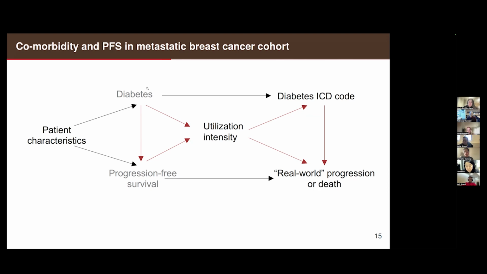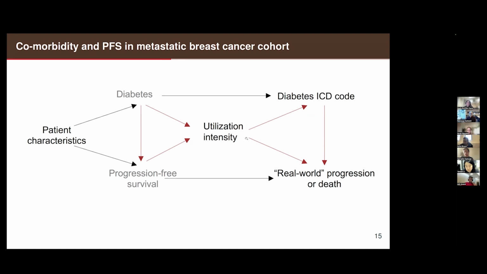So here, what we want to learn about is the relationship between diabetes and progression-free survival. As I said a minute ago, we don't have perfect information on either that exposure or that outcome. So what we do have is something like a diabetes ICD code, let's say, and this real-world progression or death variable that's derived from EHR. So we want to estimate the red arrow here, but we're instead going to be estimating the red arrow between the EHR imperfect realizations of those two variables.